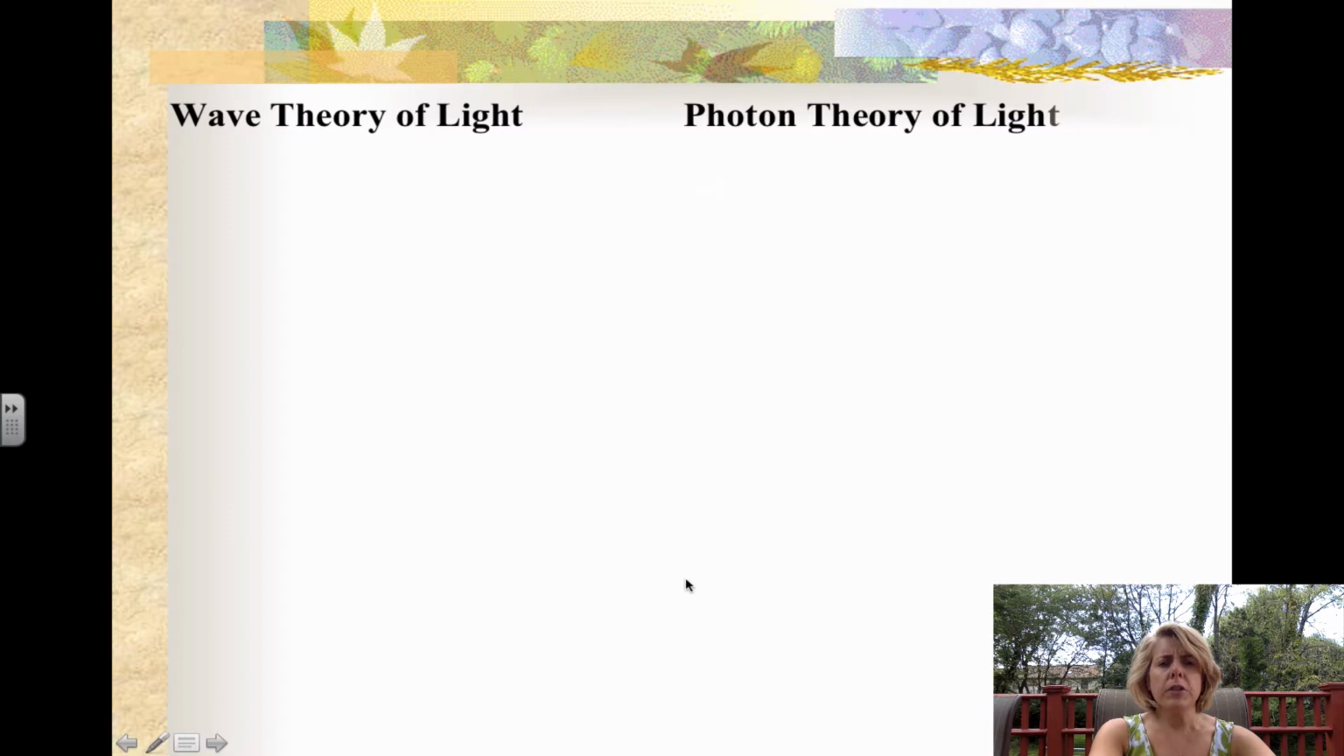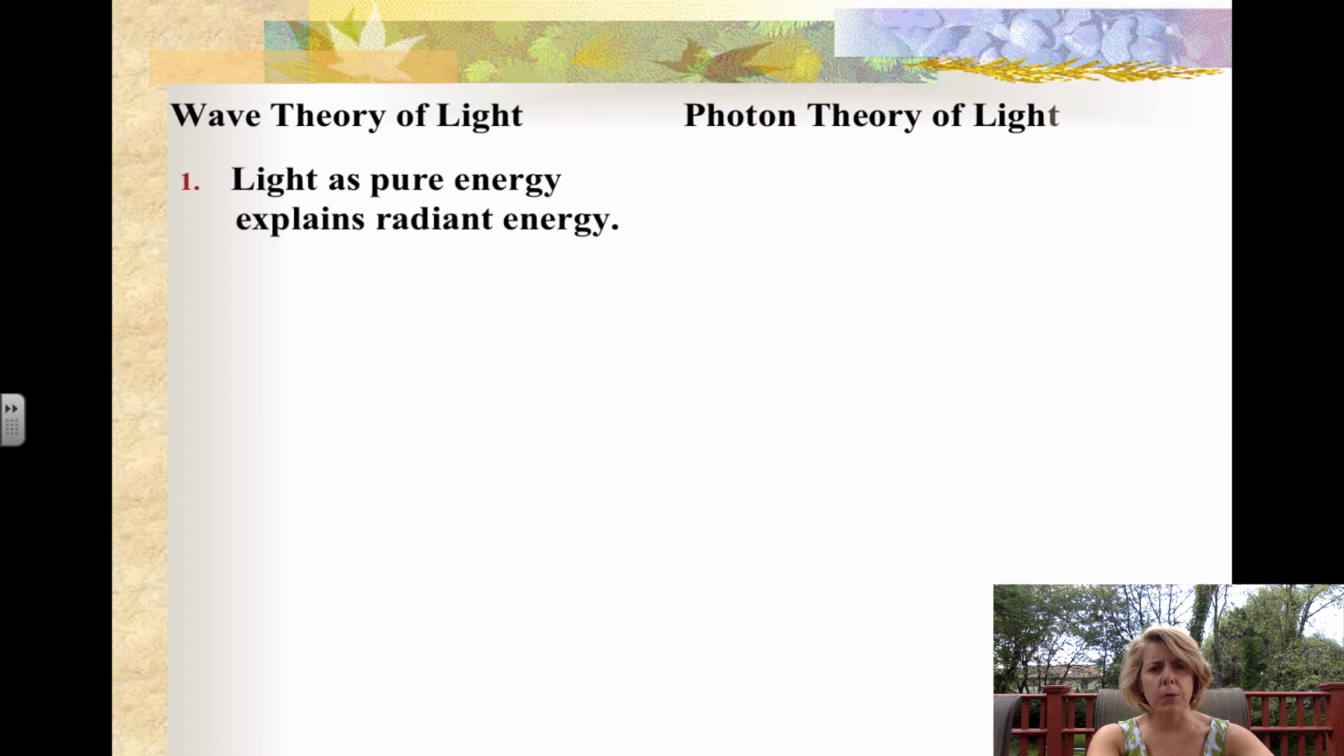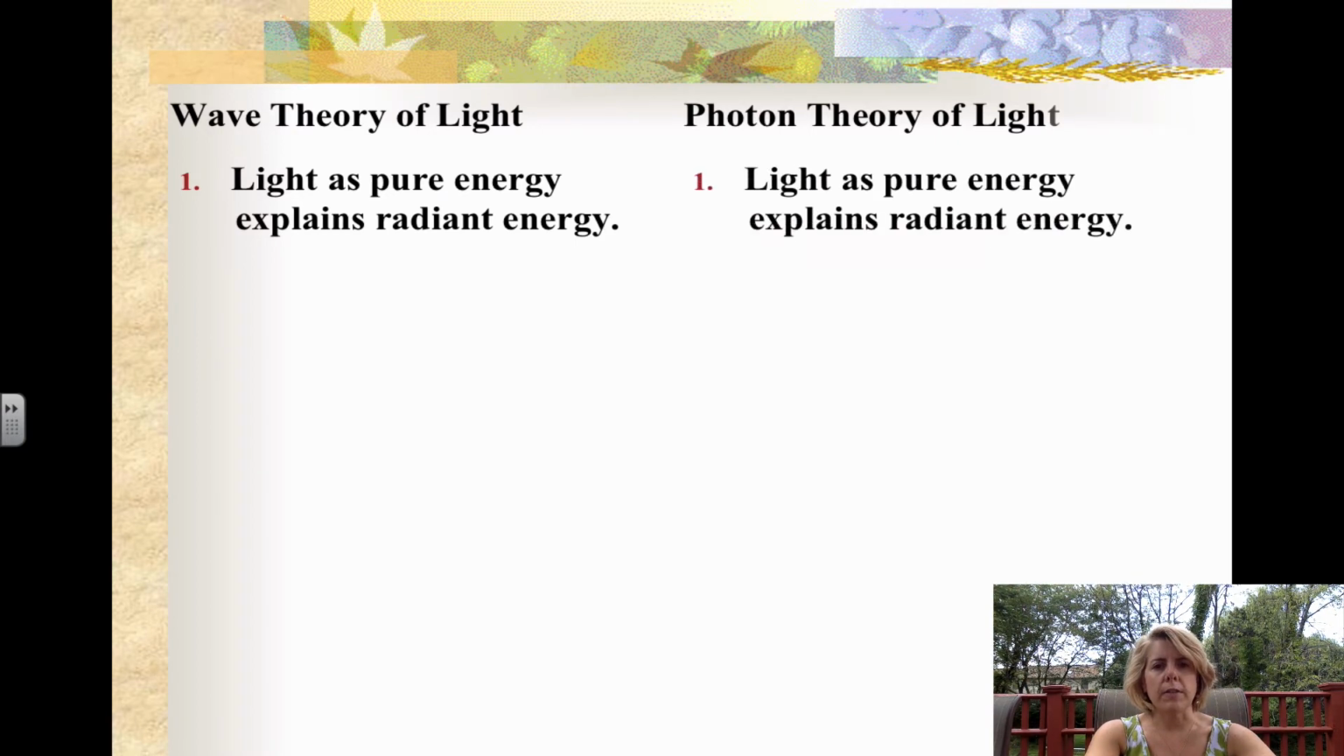Okay, now there's actually two different ways that we can describe light. We could describe light as a wave, or we could describe light as a photon. Now when you're looking at light as a wave, we're looking at radiant energy. So we're looking at the light that's coming from the sun, essentially. Photon theory explains the same thing.